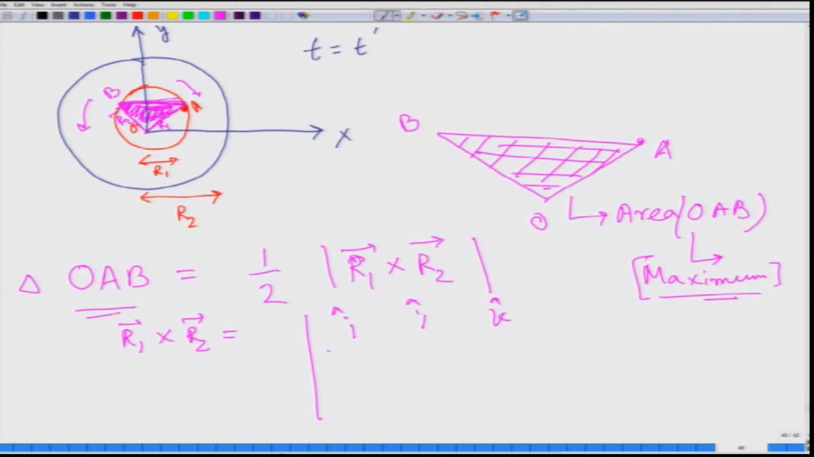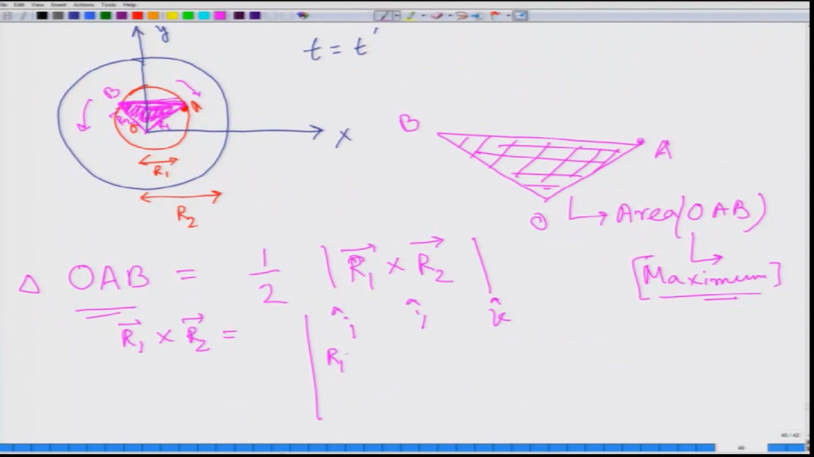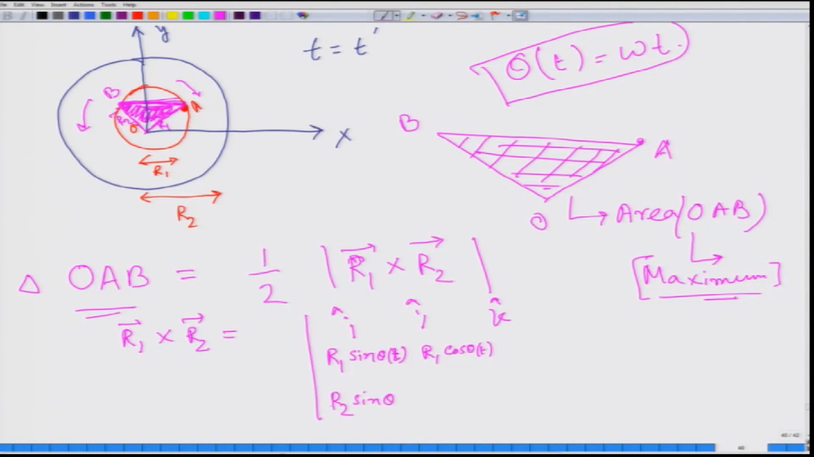So now I am writing it as r1 sin theta and r1 cos theta. Now you can see that theta is now a function of time, because theta is omega t. Depending on the time, theta will increase or decrease. So theta is now a function of time. So I write sin theta(t), and then I get here r1 cosine theta(t). For r2, I know this is r2 sin theta(t) with a negative sign and r2 cosine theta(t), and the z component to be 0.